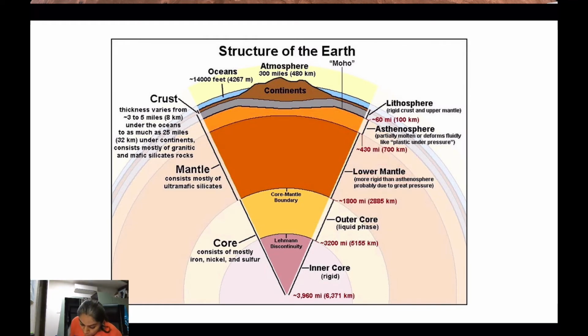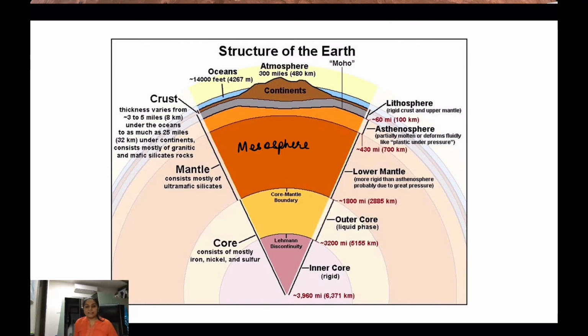This area is also called the mesosphere, because we have different names for all the different layers as its density and its state change. So the first rigid layer is the lithosphere, then comes the asthenosphere, and this lower mantle region is called the mesosphere.